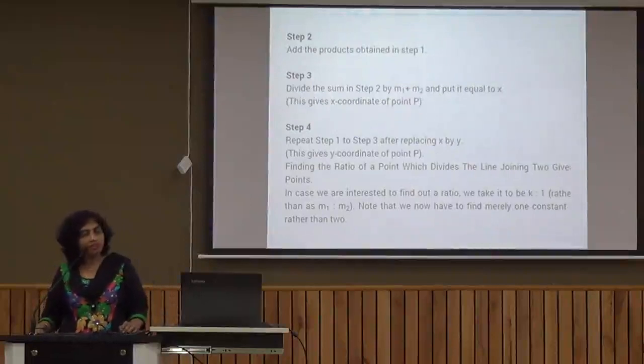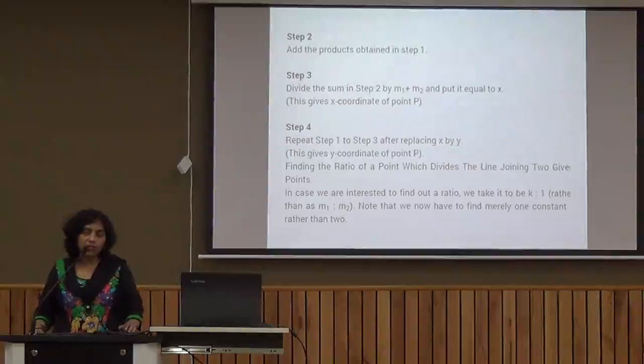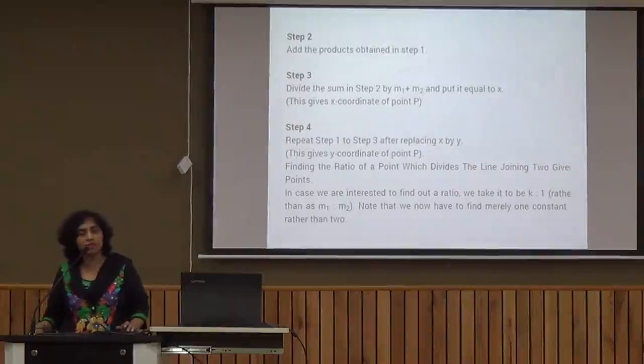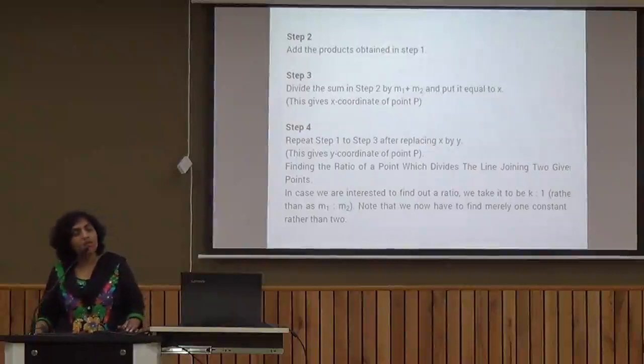And in step 2, we add the products obtained in step 1 and we divide the sum obtained in step 2 by m1 plus m2, and it is equal to x. So we get the x coordinate of the point which is dividing the given line segment in the ratio m:n. And then similarly we repeat these 3 steps to find out the coordinate of y.